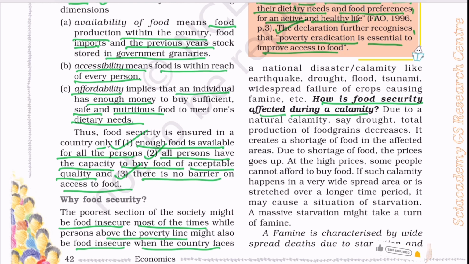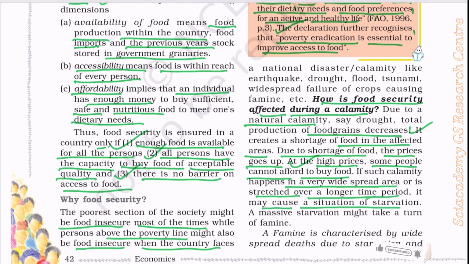Due to a natural calamity, say drought, total production of food grains decreases. It creates a shortage of food in the affected areas. Due to shortage of food, the prices go up. At the high prices, some people cannot afford to buy food. If such calamity happens in a very widespread area or is stretched over a longer time period, it may cause a situation of starvation. A massive starvation might take a turn of famine.